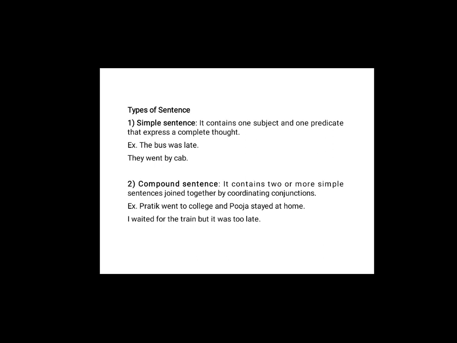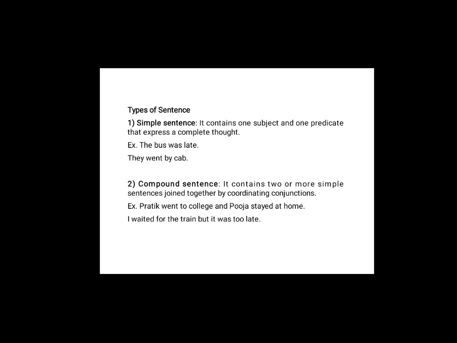See the example, Pratik went to college and Pooja stayed at home. In this example, you can see there are two simple sentences. The first one is Pratik went to college and the second one is Pooja stayed at home. Both of these sentences are having two different subjects and different predicates, so they are the different sentences, and these two different sentences are joined together by the coordinating conjunction and so it becomes the compound sentence.